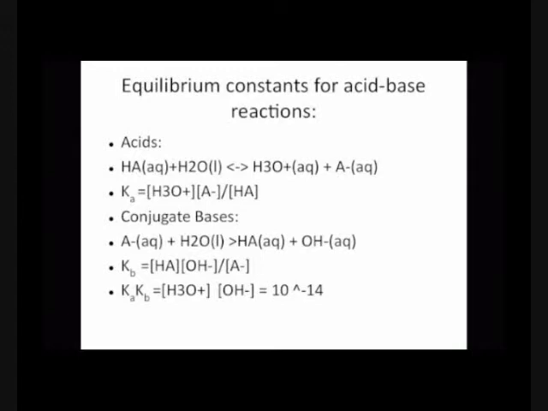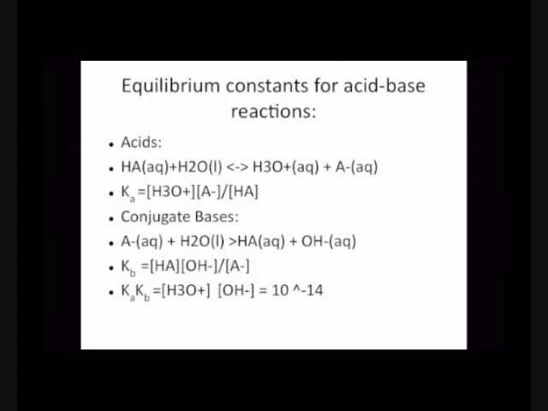For this acid's conjugate base, when it reacts with water as a Bronsted-Lowry base, the equation will be the conjugate base plus water will produce the original acid plus hydroxide. And again, we can calculate the Kb for this reaction the normal way that you calculate equilibrium.